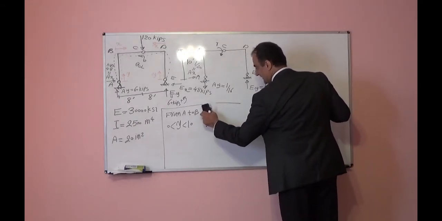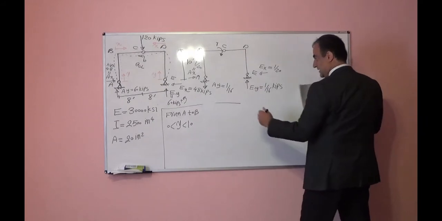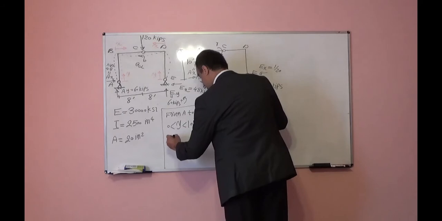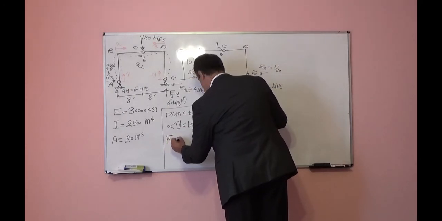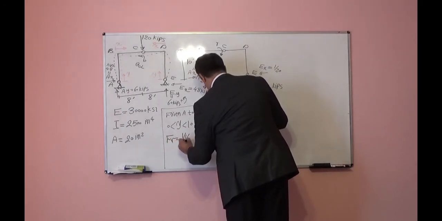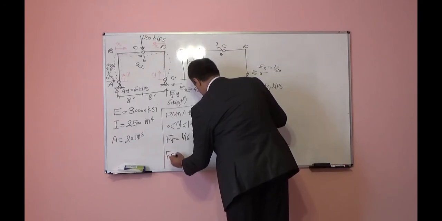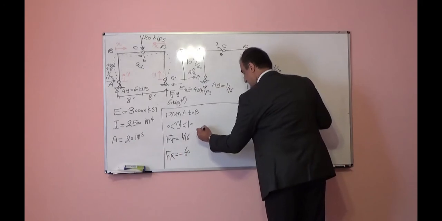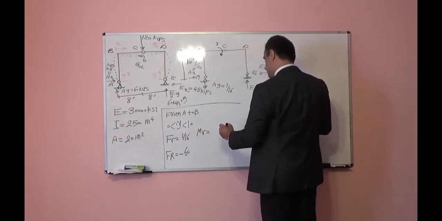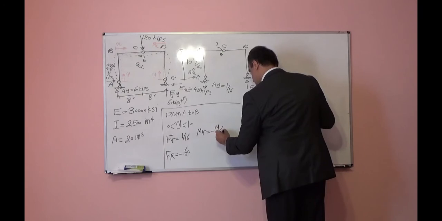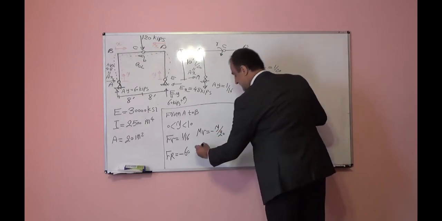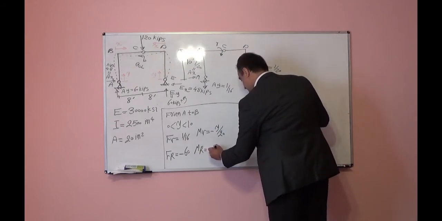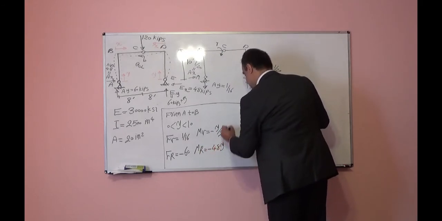Because I don't have enough space, I will remove those. I will write only the functions. Fv is equal to 1/16, Fr is equal to -60, Mv is equal to -Y/20, and Mr is equal to -48 times Y.